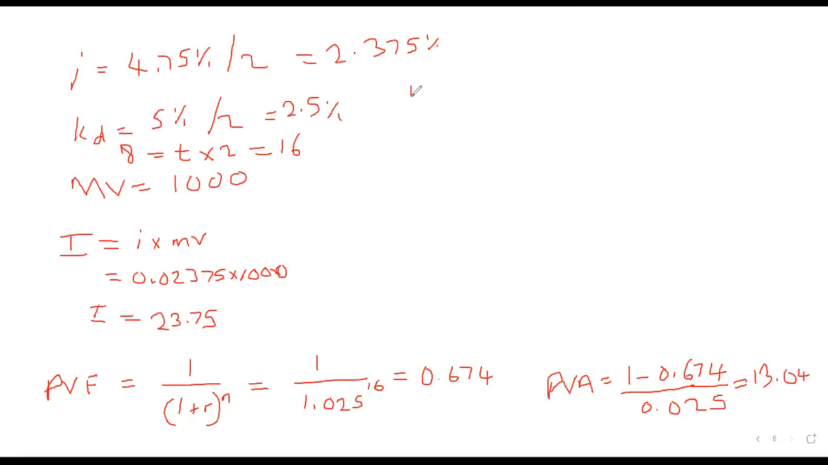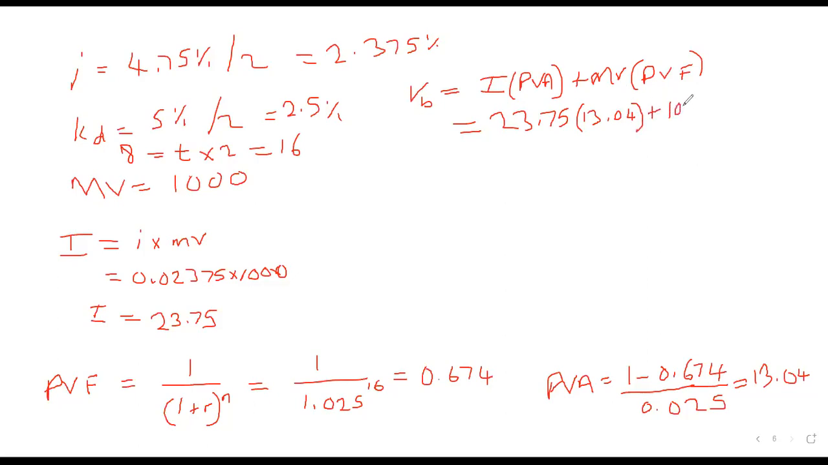Okay, so the value of the bond, can somebody tell me the formula? The value of the bond is what? Present value annuity. That's what? MV, present value what? So our I is what? 3.75. The annuity factor is what? 13.04.